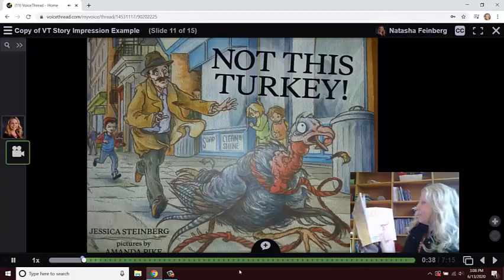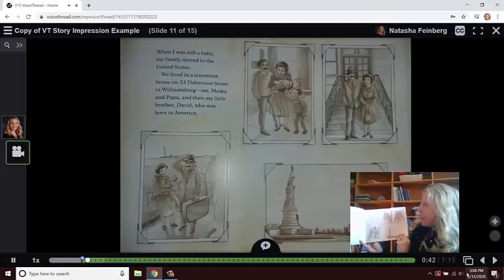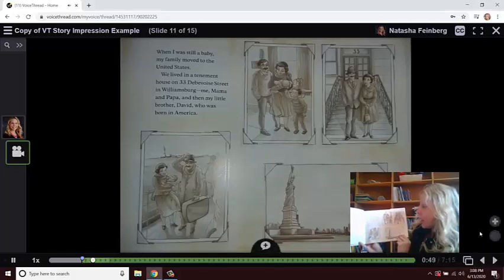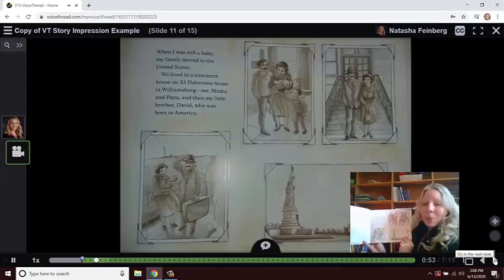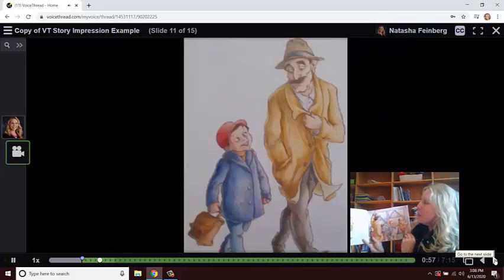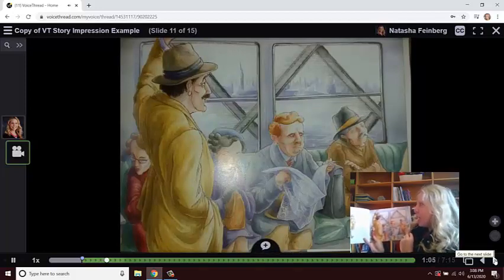Not this turkey. When I was still a baby, my family moved to the United States. We lived in a tenement house on 33 Debevoise Street in Williamsburg. Me, Mama, and Papa, and then my little brother David, who was born in America. Every morning after Papa walked me to school, he would take the train to Mr. Deutsch's pocketbook factory on the Lower East Side. He said that when the subway crossed over the Williamsburg Bridge, he could see all the way to the Empire State Building.